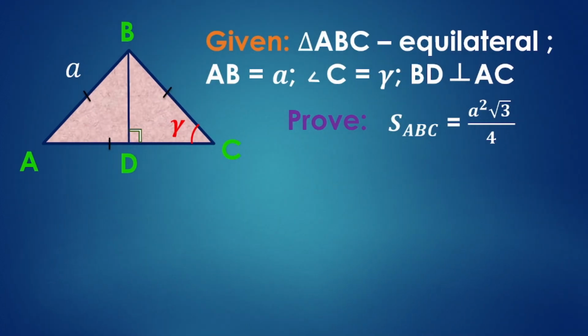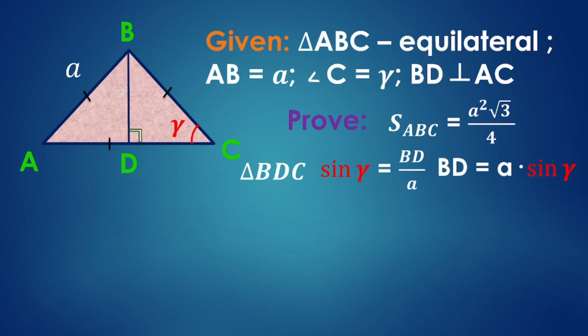Well, now let's prove the formula for finding the area of an equilateral triangle. We have an equilateral triangle ABC. Let's say that one of its sides is A. The angle C is gamma and BD is perpendicular to AC. So let's take the triangle BDC. We know that it will be right-angled. So the sine gamma will be equal to BD divided by A. Hence, BD is equal to the product of the side of the triangle by the sine gamma.